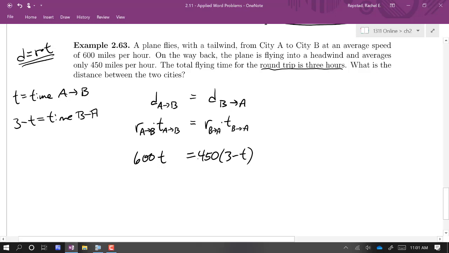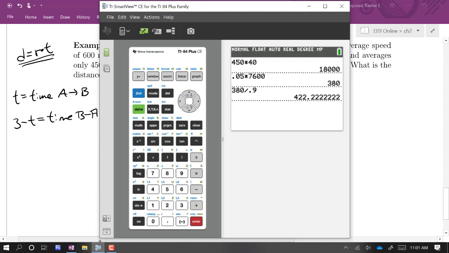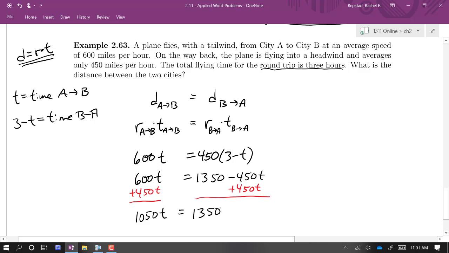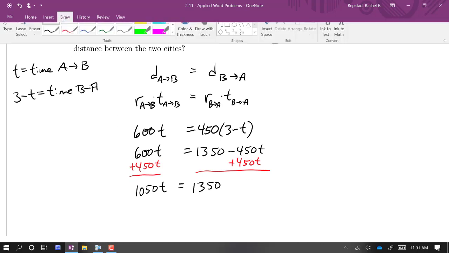And I'm going to start out by distributing the 450 on the other side of the equation. 450 times 3 is 1350 minus 450t. I'm going to add 450t to both sides. And that gives me on the left side 1050t is equal to 1350. And now we can divide.